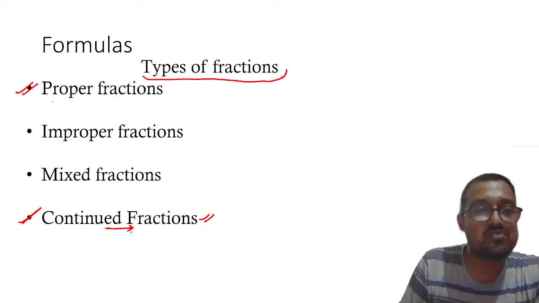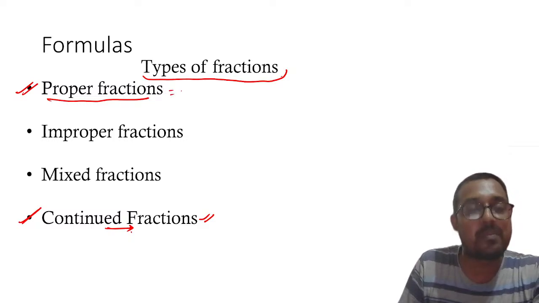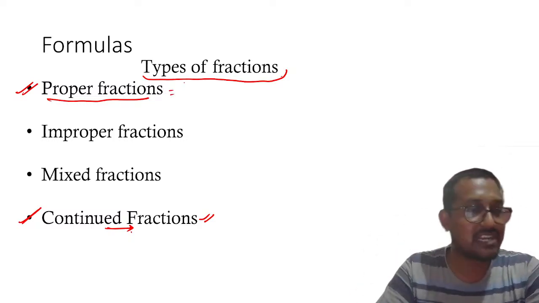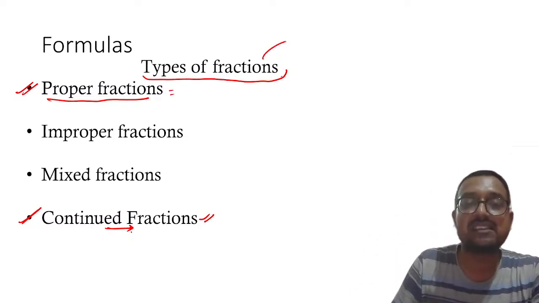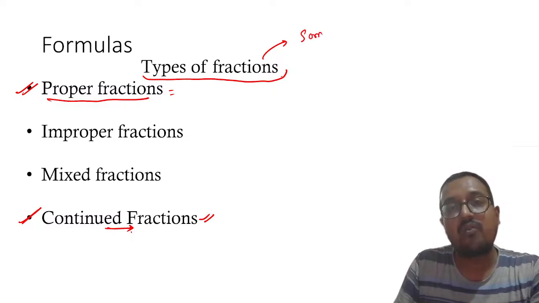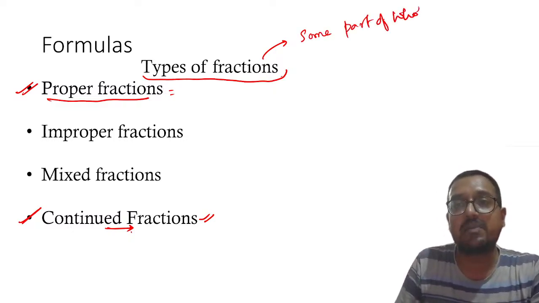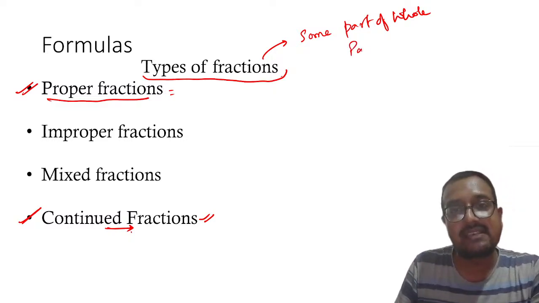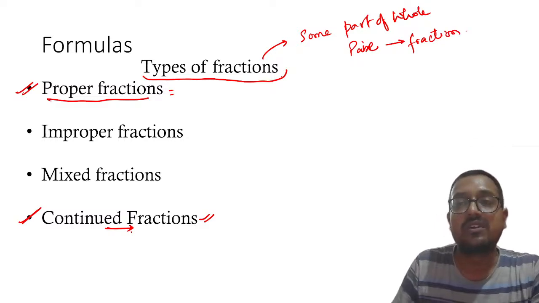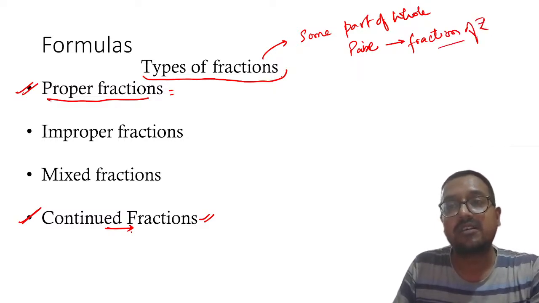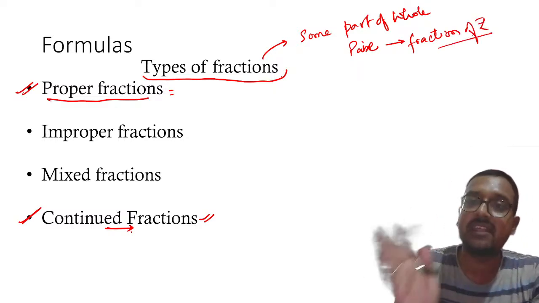So my dear students, first one is proper fraction. What is the meaning of proper fraction? By the way, what is fraction? You all know that fraction is some part of whole. Some part of whole. For example, paise is fraction of rupee, right? And every 1 rupee has 100 paisa.